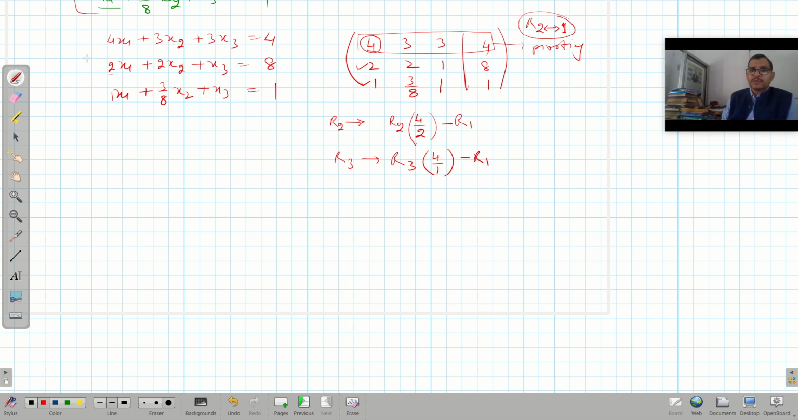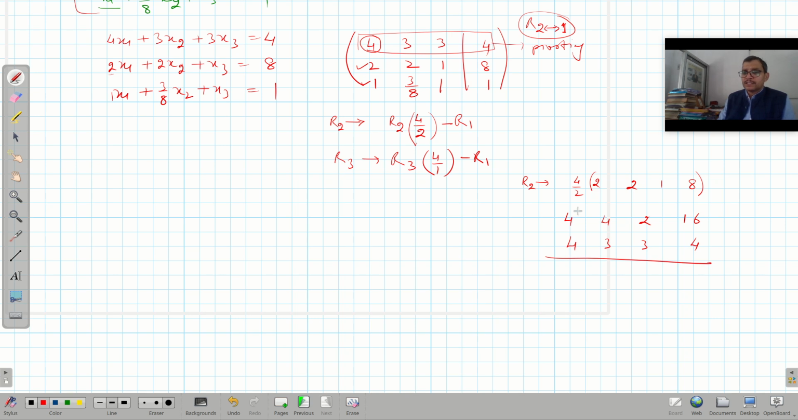So when we apply this operation over this one, what will happen? Let us have a look at R2. The elements of R2 are 2, 2, 1 and 8. So it gets multiplied with 4 by 2, and what was the result? The result will be 4, 4, 2, and it is 16. And this one is subtracted from it, so 4, 3, 3, 4.